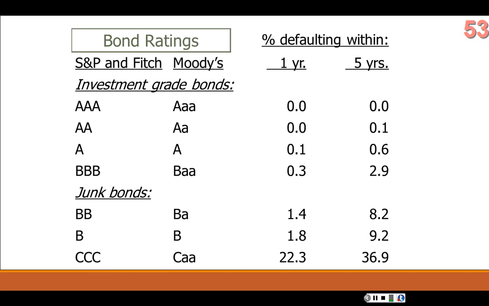And we can also use bond ratings. The higher the rating of the bond, the lower the chance of default, so investment grade bonds have a much lower chance of default than junk bonds.